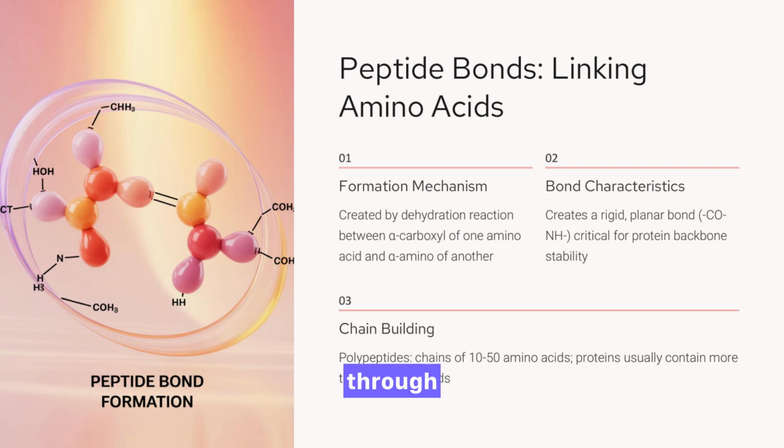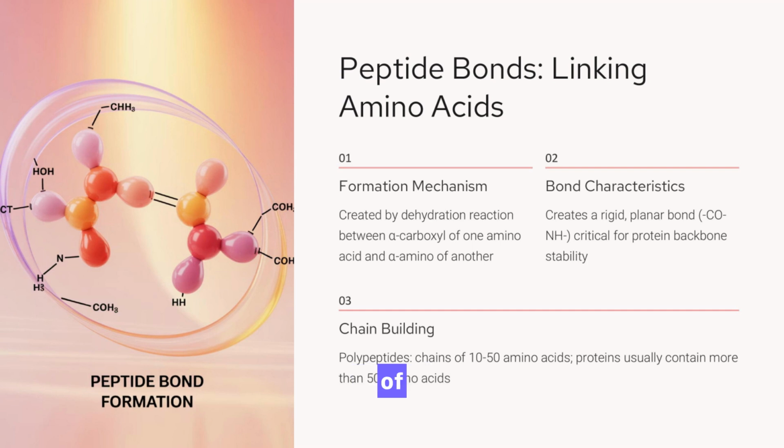Peptide bonds form through a dehydration reaction between the alpha carboxyl group of one amino acid and the alpha amino group of another. This creates a rigid planar bond, CO-NH, essential for protein backbone stability.